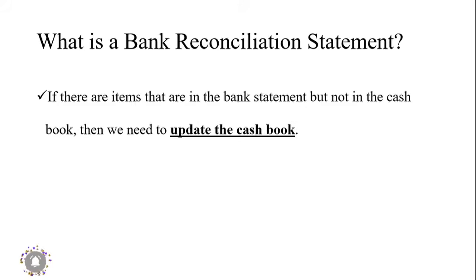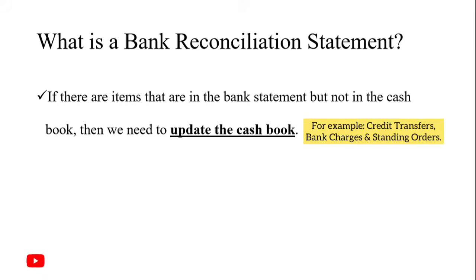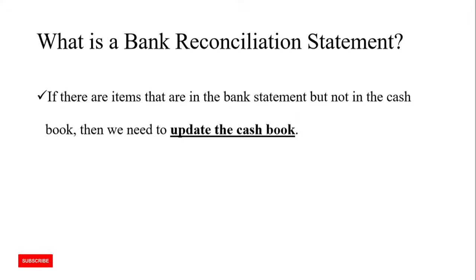So if there are items that are in the bank statement but not in the cash book, then we need to update the cash book. We need to bring the cash book up to date, because guess what? There were transactions that took place in relation to your account that the bank and whoever dealt with the transaction, but you never knew about it. So that is why it's not in your cash book. So you now need to update your cash book.